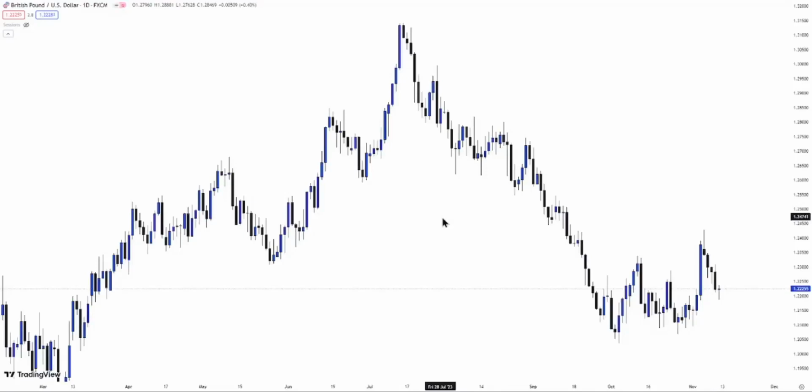In today's episode, we want to look at two financial instruments. We want to look at GBP USD and gold. Now, as always, we are starting off with the GBP USD daily time frame.